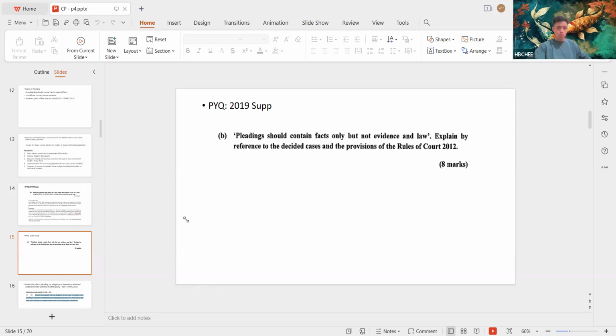Okay, now I see the answer from Danny: every pleading must contain a statement in summary form of the material facts on which the party relies for the claim. Those facts are to be proved. It's given under Order 18 Rule 7. Yes, you may put that as your introduction only.